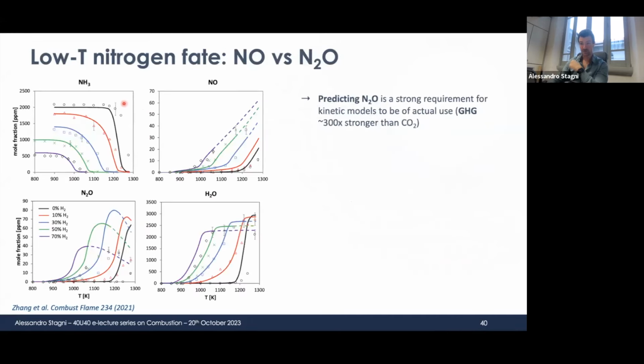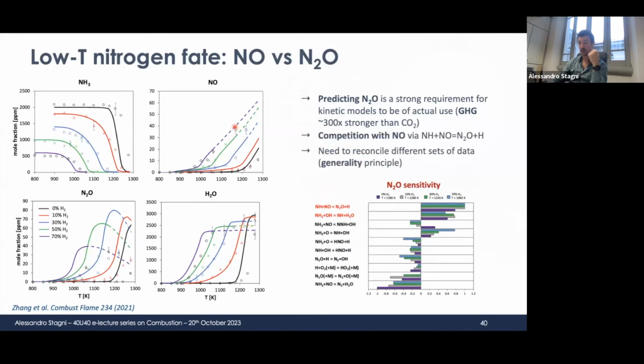What happens at low temperature? At low temperature, we should also consider the possible formation of N2O. N2O has become a very strong requirement for kinetic models because it has a greenhouse gas effect 300 times stronger than carbon dioxide. We tried to model literature data in a jet-stirred reactor. This data, I think, was performed at KAUST, and we tried to understand the nitrogen fate in terms of competition between nitrogen oxides and N2O.